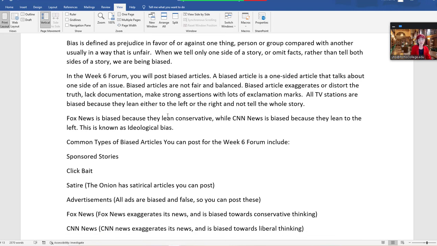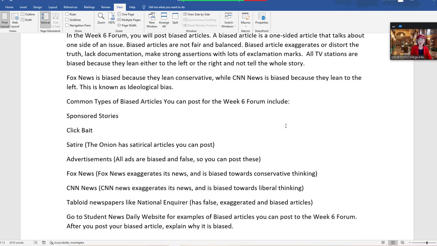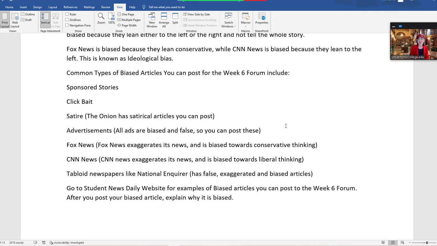Fox News is biased because they lean conservative, while CNN News is biased because they lean to the left. This is known as ideological bias. So, common types of biased articles: these are the articles you want to avoid. These are the articles you don't believe. And this is why we're going to post them, to show everyone how stupid and ridiculous these articles really are.